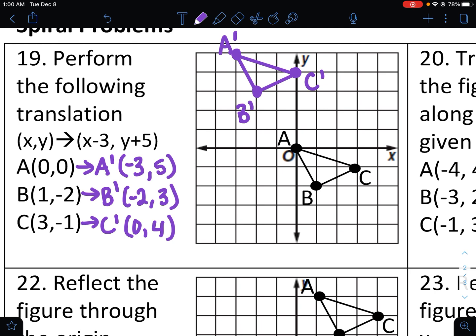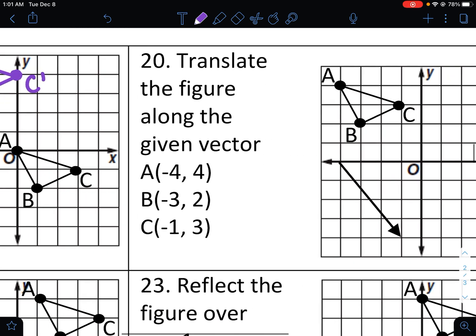If you didn't feel like doing that, you could have just counted. So starting from A, 1, 2, 3 to the left, because the rule says -3, right? So that just means 1, 2, 3 to the left. And then it says up 5, so that'd be 1, 2, 3, 4, 5. And then you still end up right here. So you could have done it that way as well. But if you are a person who gets confused easily, I think it's easier for you to just use the rule all the time. Don't make it difficult for yourself.